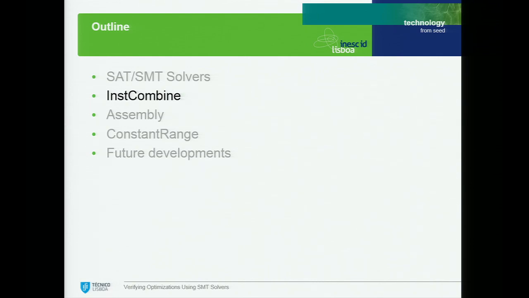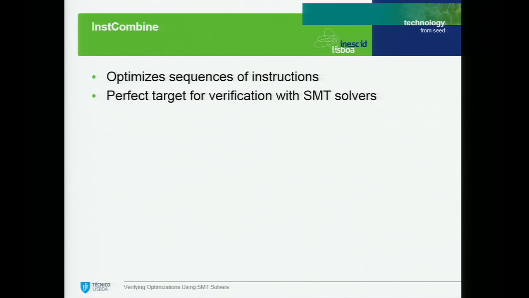So now that you are all experts in SMT, let's go for a more complex example. So let's look at InstCombine. InstCombine doesn't really need any introduction here. The point is that it's a really cool target for SMT solvers because InstCombine is just converting a little sequence of instructions into some other sequence of instructions. So there are no loops or anything. It's just very simple straight line code.